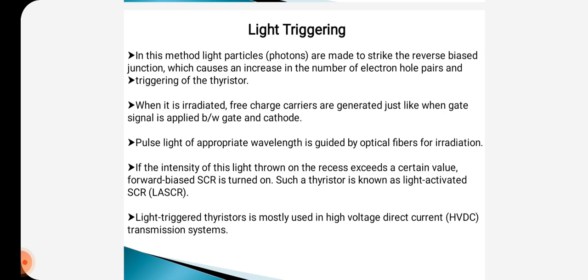Now, light triggering. An SCR turned on by light radiation is also called a light activated SCR, or LASCR. This type of triggering is employed for phase controlled converters in HVDC transmission systems. These types of SCRs have a niche in the inner P layer. Therefore, when light strikes the niche, electron-hole pairs are generated at junction J2, which provides additional charge carriers at the junction and leads to turn on of the SCR.